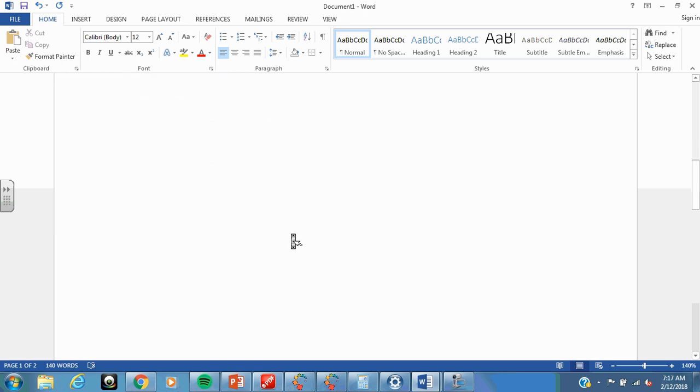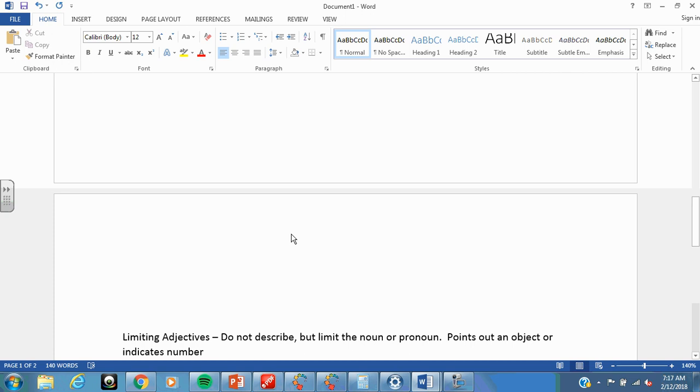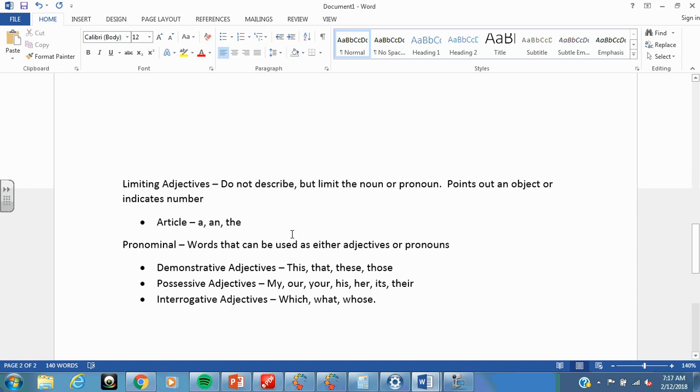All right, so let's get down to limiting adjectives. The limiting adjectives do not describe, but they limit the noun or pronoun. It points out an object, and sometimes it'll indicate number. Here are the limiting adjective types. There are articles, a, an, and the. I'm not going to spend too much time on having you identify the articles, but you should know that they are adjectives and they are limiting adjectives.